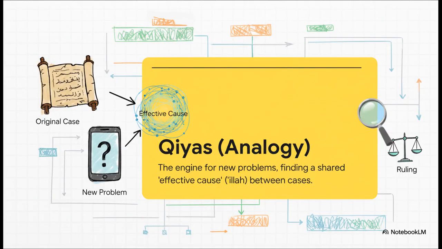So what about all the new problems? Stuff the texts don't mention directly. I don't know, like vaping or cryptocurrency? This is where a tool called qiyas, or analogy, comes in. It's the engine that keeps the law alive and relevant. Scholars look for the effective cause of a ruling in the original texts, like, say, the intoxicating effect of wine, and then they see if that same cause exists in the new thing. If it does, well, the ruling can be extended.